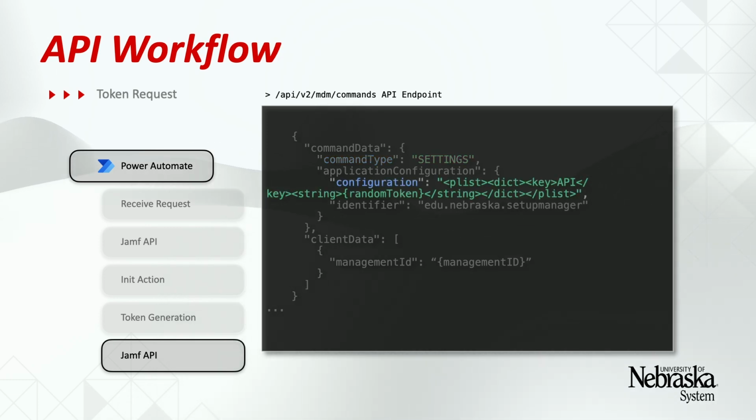And then we're just creating a plist file. So we're giving it our plist, and we're just saying API and random token. That's the random token we generated in our API workflow. And then our identifier is just a unique value. That's where it's going to land in our managed preferences file. And then we supplied our management ID there so that in our Jamf API call, it knows to go to this device, specifically the management ID value of the device that supplied the request.